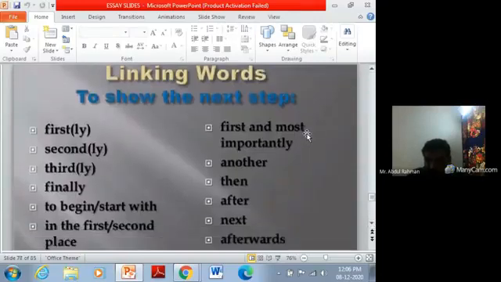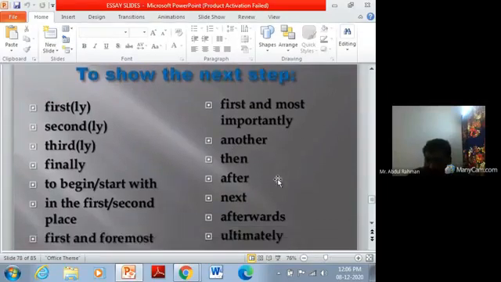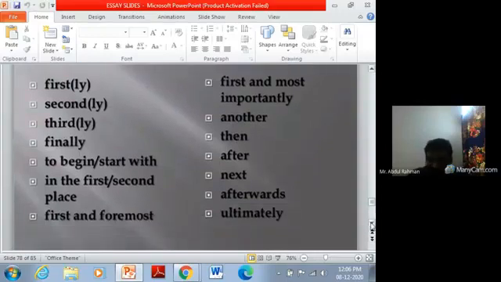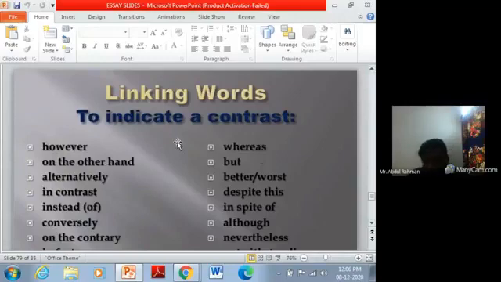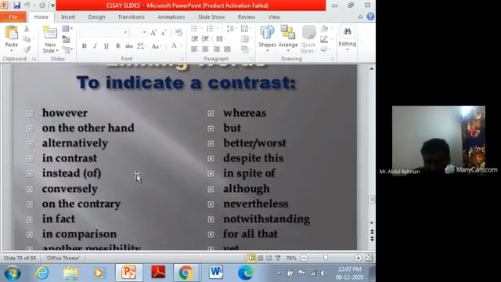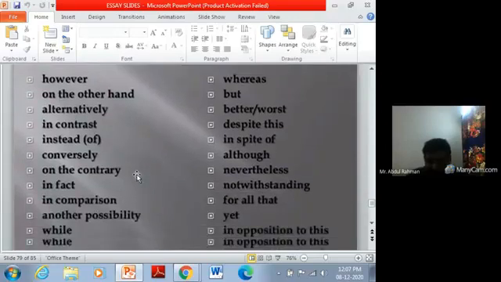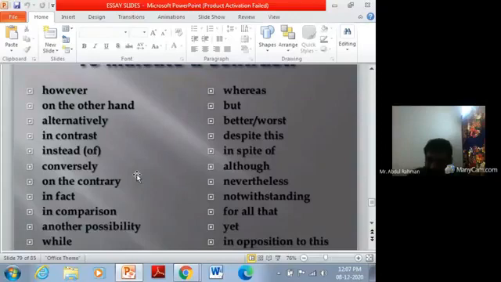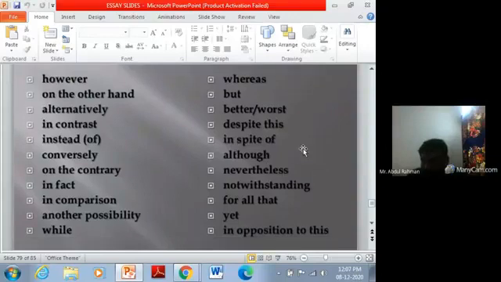Then linking words to show next steps: first, second, third, finally, lastly, to begin with, to start with, in the first, second place, first and foremost, most importantly, another, then, after, next, afterwards, ultimately, eventually, finally, etc. Then to show contrast and opposition: however, on the other hand, alternatively, in contrast, instead of, conversely, on the contrary, in fact, in comparison, another possibility, while, whereas, but, better, worse, despite this, in spite of, although, nevertheless, notwithstanding, for all that, yet, in opposition to this.